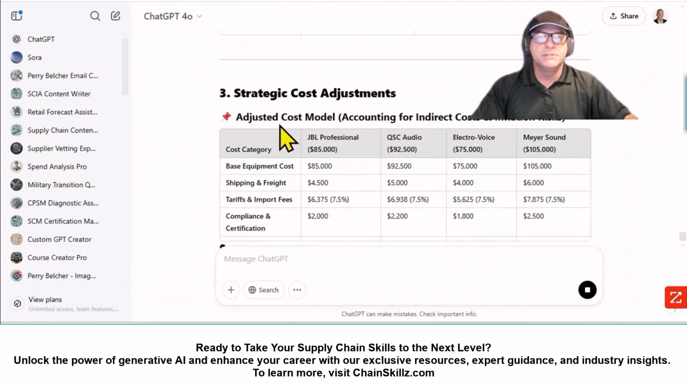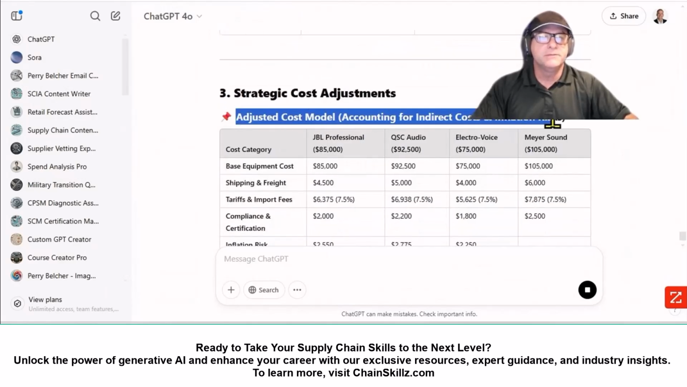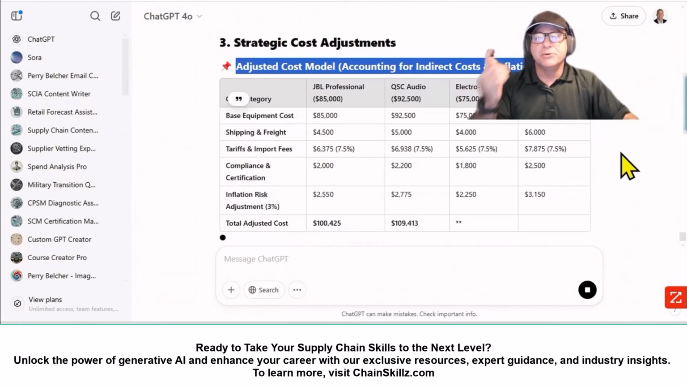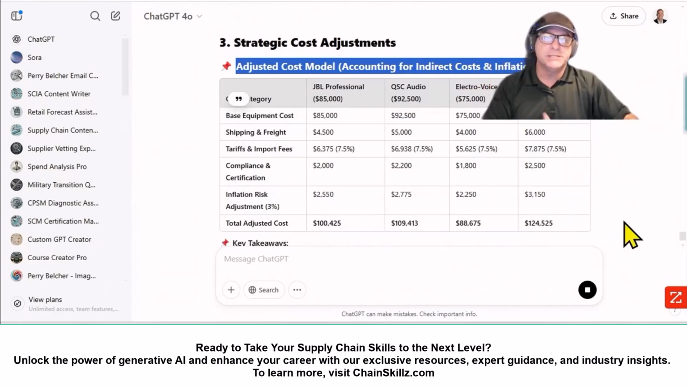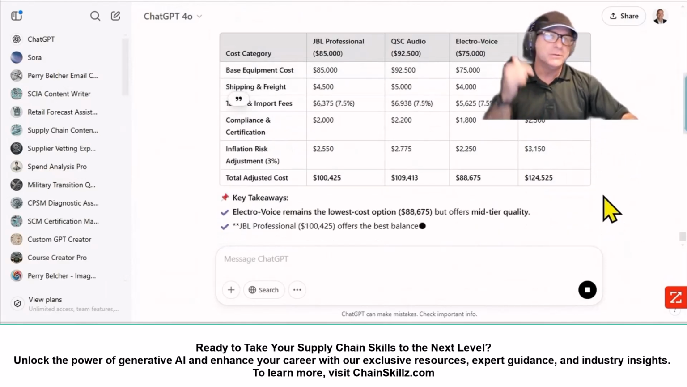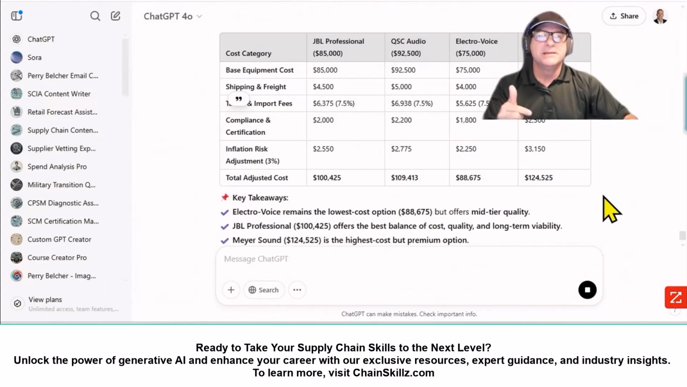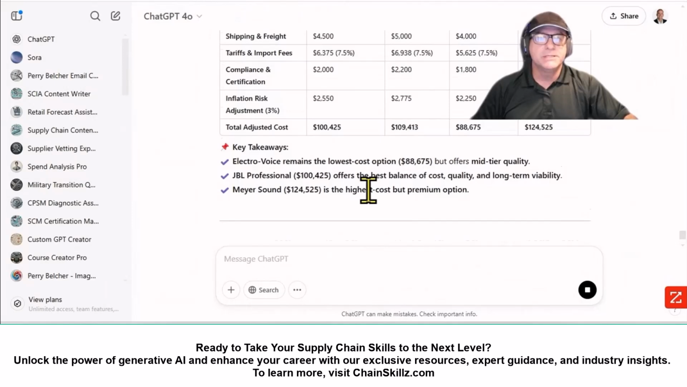Strategic cost adjustments: adjust the cost model accounting for indirect inflation risks. This could be a great tool for negotiations when they start talking about annual increases, right? Like, well, if we're going to do a 10-year contract, we have to automatically include a 3% annual increase. Well, is that enough, right? That'd be a question I would ask.